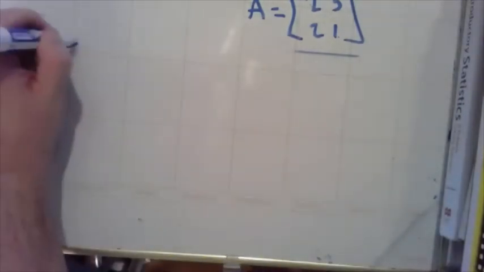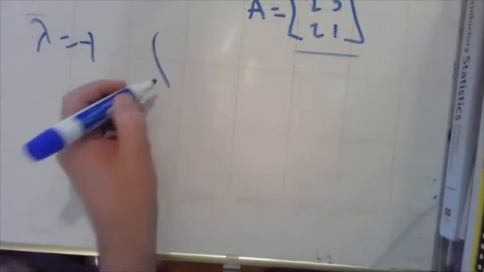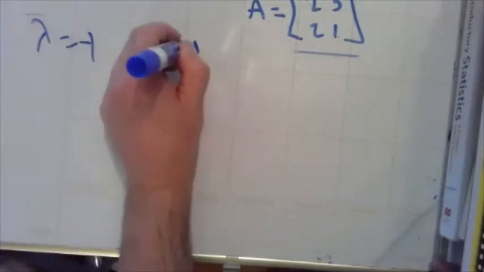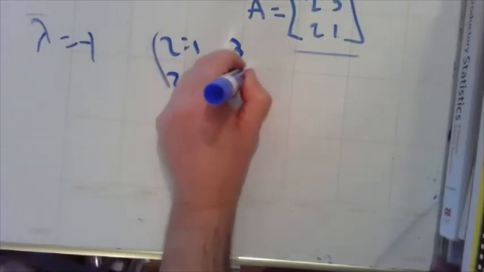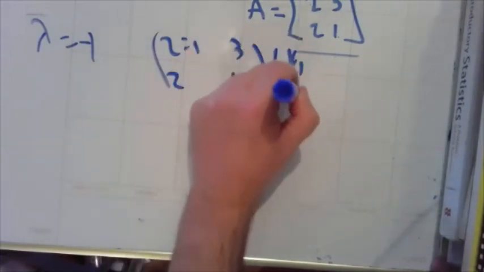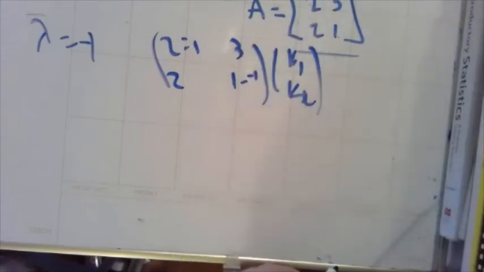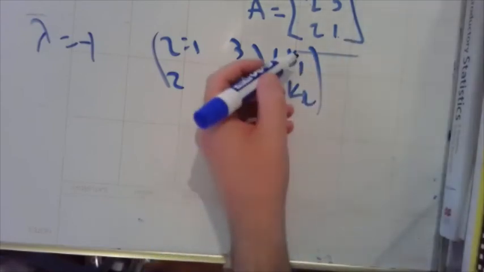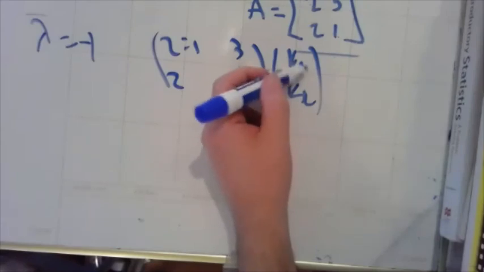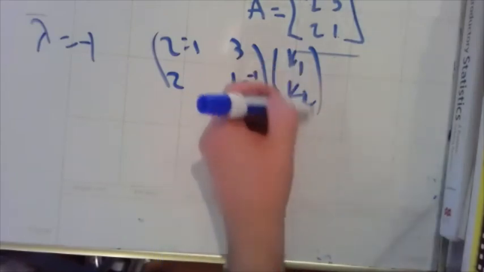Our other eigenvalue was lambda equals -1. So I could do (2 minus -1, 3; 2, 1 minus -1) times (K1, K2). Don't worry about overusing subscripts. I already have my first eigenvector. I've already written it down. It exists somewhere. I know I've erased it now. But don't worry about, oh my God, can I use K1 and K2 again? Just don't confuse yourself. It's okay to reuse these.